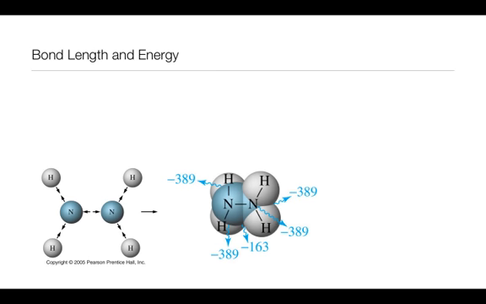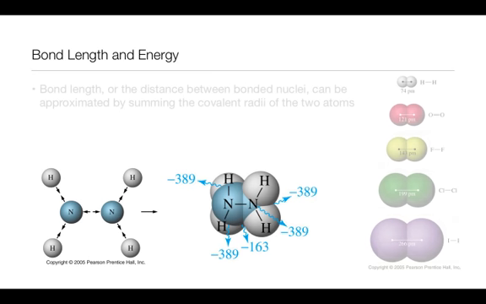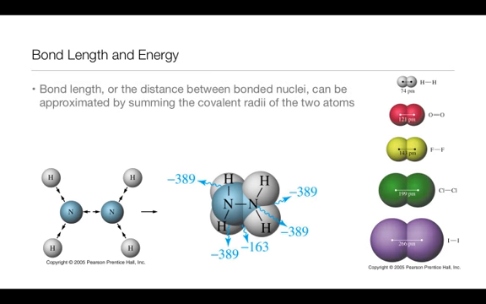Bond length and bond energy are two properties of bonds that we're going to look at a little bit closer later in this unit, but I want to introduce them now. Bond length is pretty simple. It's simply the distance between the two nuclei of the atoms that are involved in the bond.